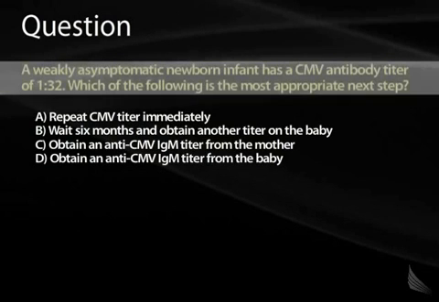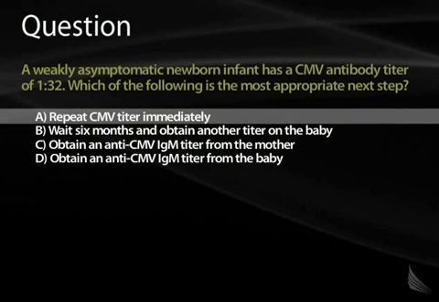Question. A weakly asymptomatic newborn infant has a CMV antibody titer of 1 to 32. Which of the following is the most appropriate next step? So the question is, does this baby have CMV, or is this some random titer? If you have a baby that you're considering having CMV, you want to make sure that you've confirmed it. So repeating the CMV titer immediately might be a good idea, but let's look at the other answers as well.